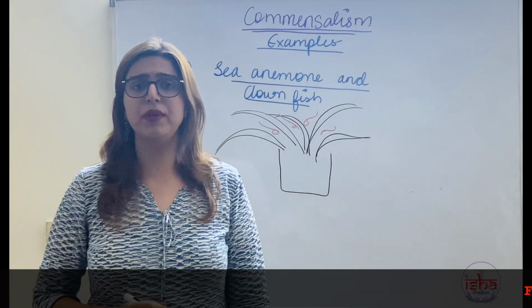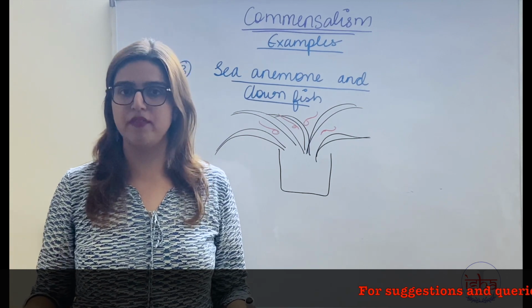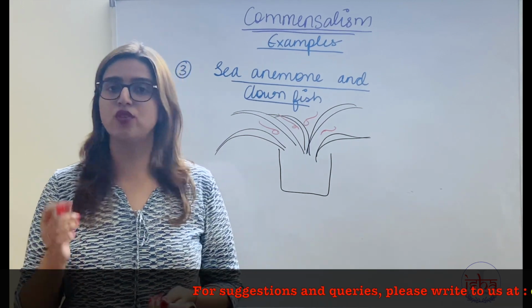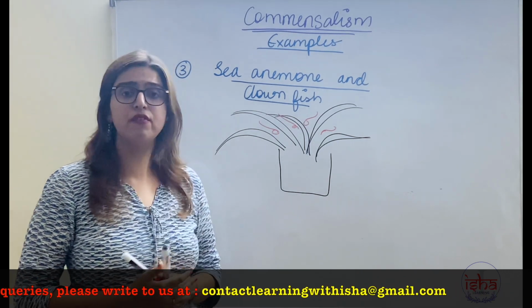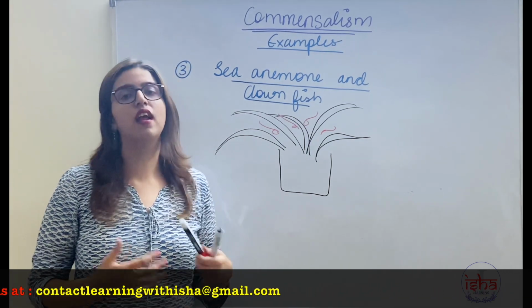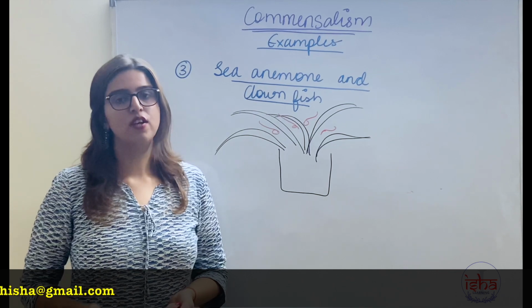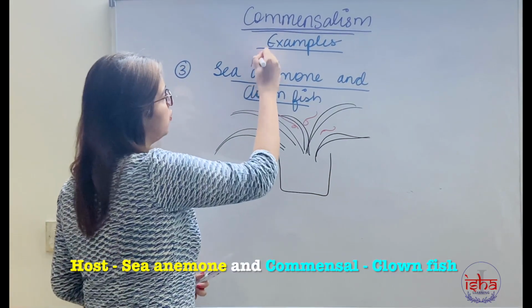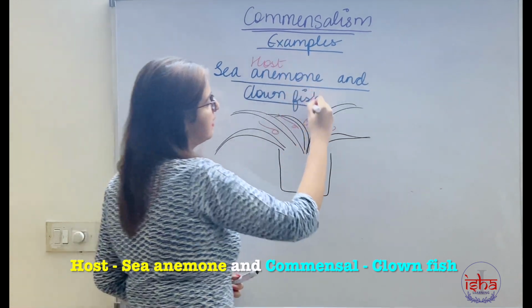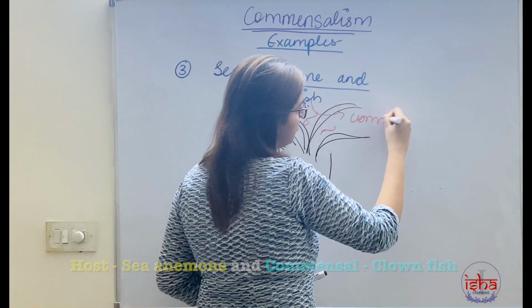What is going to happen is the sea anemone will not be affected, but this clownfish is going to derive an advantage. As the sea anemone protects itself from the predators, automatically the clownfish would also get protected. So here, who is the commensal and who is the host? The sea anemone is the host and the clownfish is the commensal.